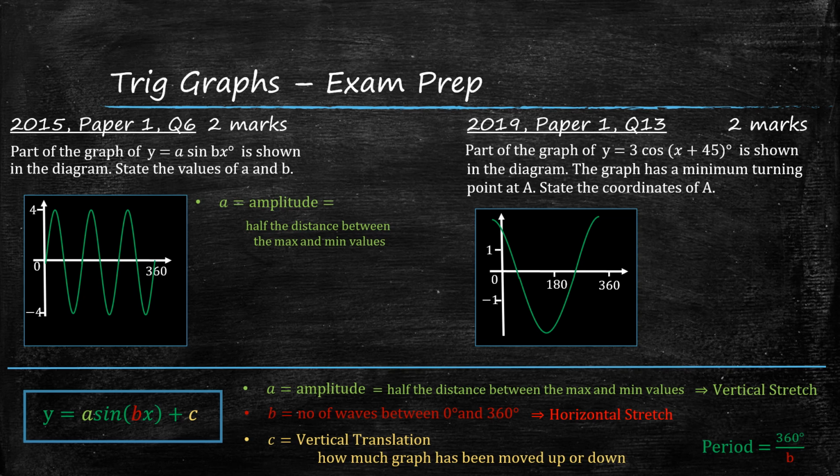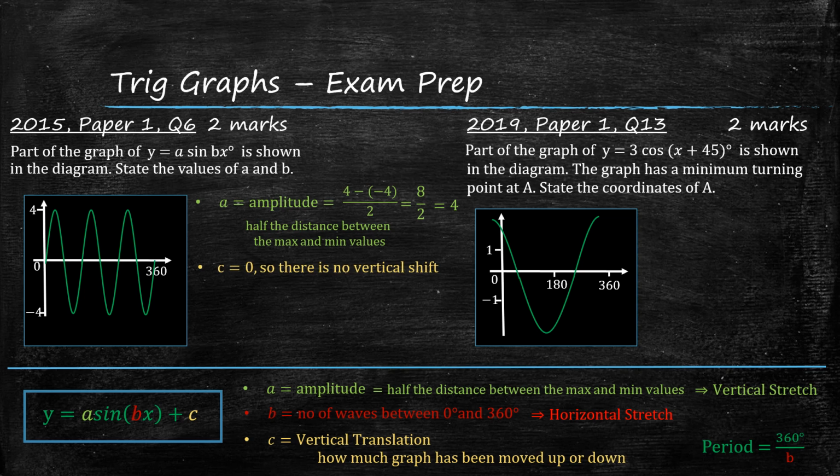Now looking at this graph, we can see the maximum is 4 and the minimum is minus 4. So half the distance between 4 and minus 4, well that's 4 minus minus 4 over 2, which is equal to 4. So a equals 4, and our vertical stretch for this graph is 4.